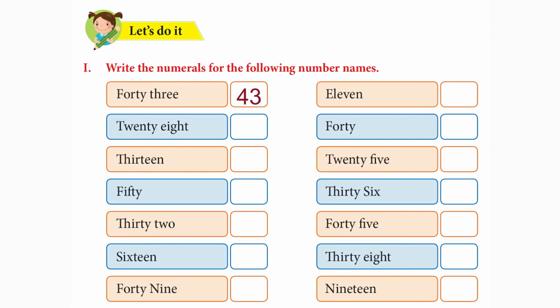4 and 3 is 43. That's right. Now the next one is 28. How do you write 28? It is 2 and 8. Very good. That is 28. Now 13. 1 and 3 is 13. That's right. So in the similar way, you fill in the rest of the blanks by writing down the numerals.